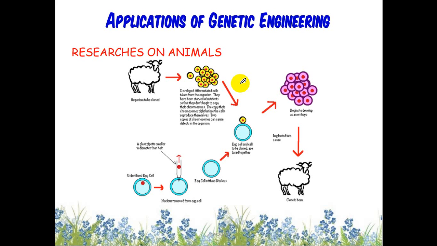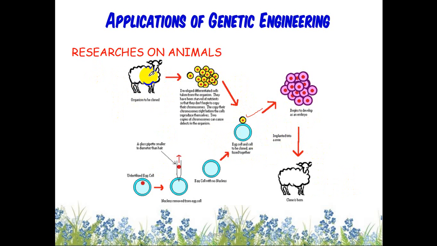In an unfertilized egg, the nucleus is removed from the egg. After removing the nucleus, the egg with no nucleus and the cell to be cloned are fused together and begin to develop into an embryo, which is implanted into an ewe. A clone is born. So this is the phenomenon, because the whole DNA is present in the nucleus.